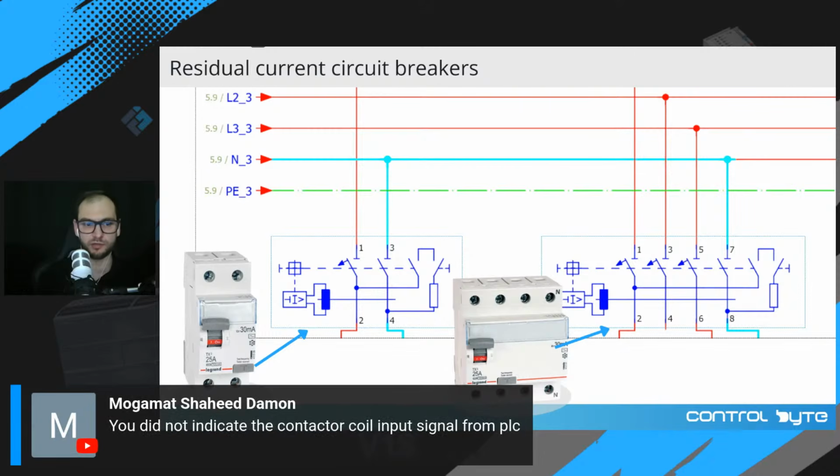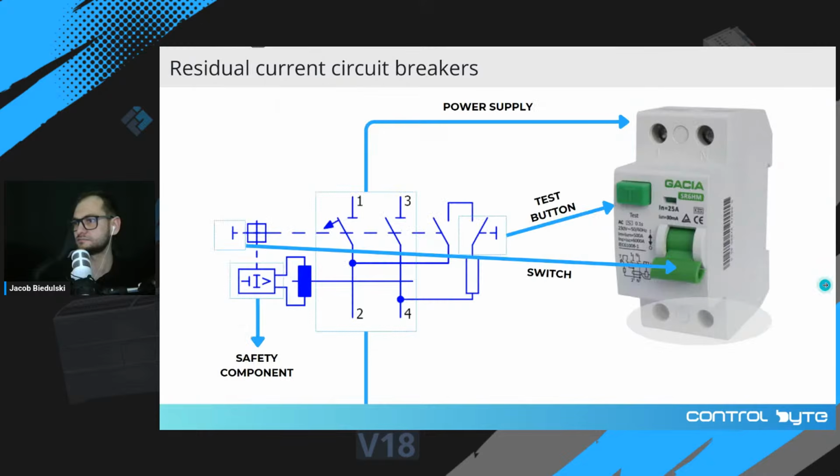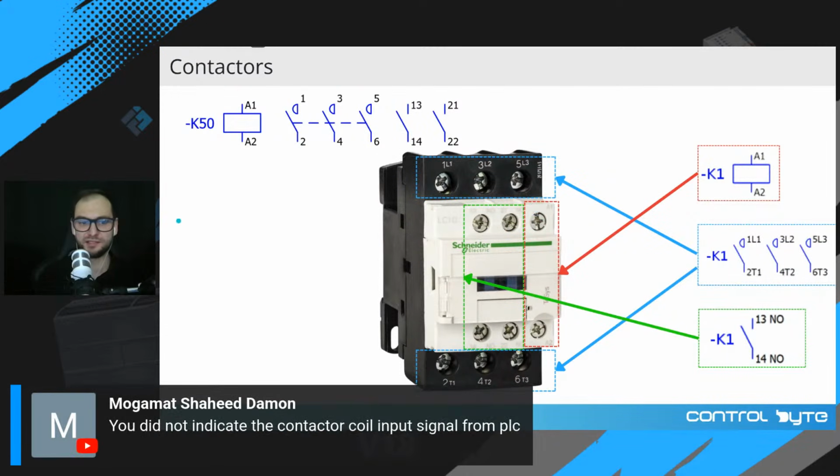Okay, we have a comment: you did not indicate the contactor coil input signal from PLC. Yes, indeed, because right now we are talking about the power section of our diagram, and we'll move on to the PLC section in a minute. So this is the answer for your question.